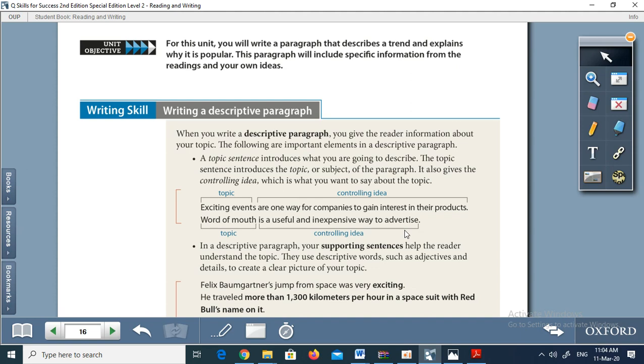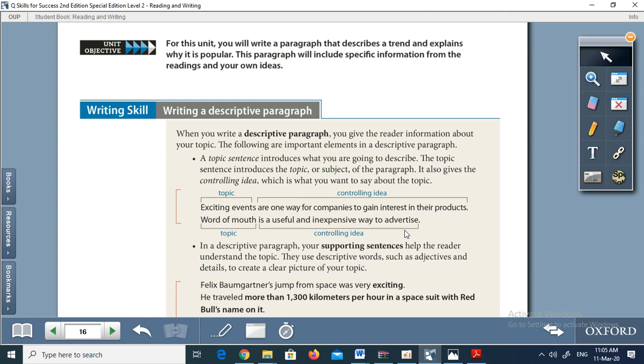For example, if I really want to write about cars, I can say, Saudi people like to buy expensive cars. So if I'm talking about Saudi people and the cars, I can say Saudi people like to buy fast cars. So "like to buy fast cars" is the controlling idea that you're giving to the Saudi people.